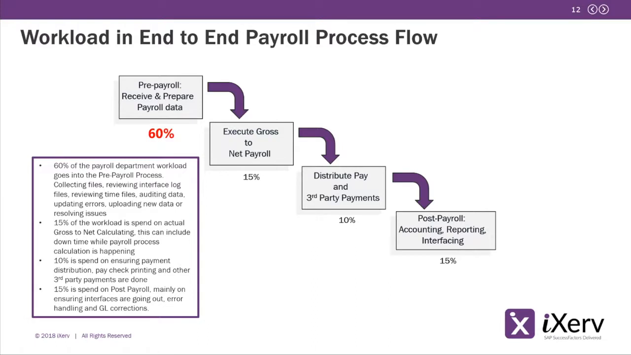So when you look at the overall process flow, 60% of the work is around getting the payroll data ready itself. The execution of gross to net and the downtime around them, etc., is about 15%. The distribution of pay and third-party payments is 10%. And then lastly, there's still some time spent on interfaces, reporting, and accounting that counts up to about 15% of the work. Now, if you look at how SAP basically handles those workloads and where it can help you out, it's basically in the next slide.